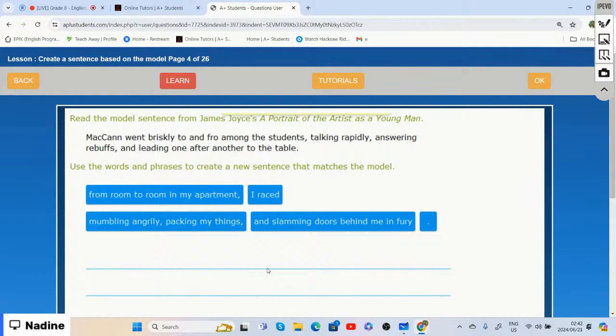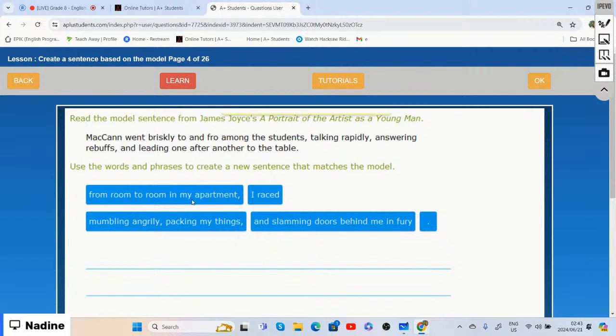So McCann went briskly to and fro amongst the students, talking rapidly, answering rebuffs, and leading one after another to the table. We now need to use the words and phrases to create a new sentence that matches the model. And if we look at these words here at the bottom in blue, it starts with I raced, right? So we can say I raced from room to room in my apartment, mumbling angrily, packing my things and slamming doors behind me in fury.